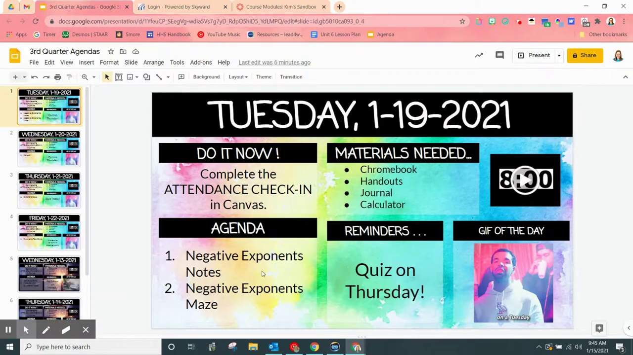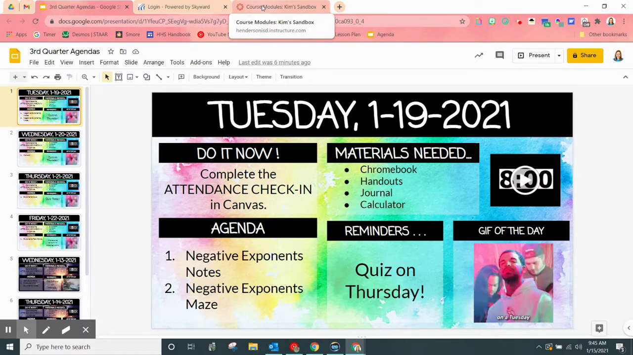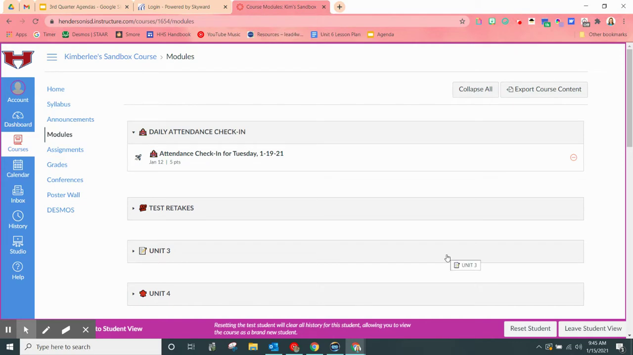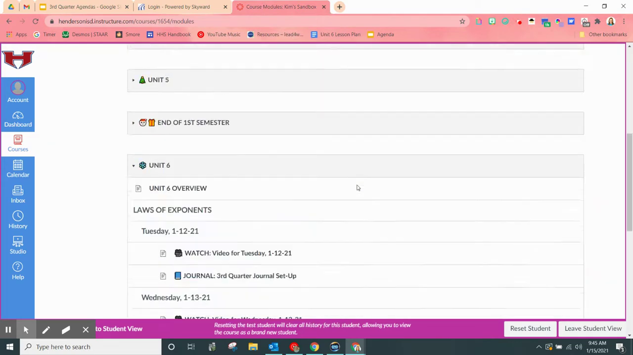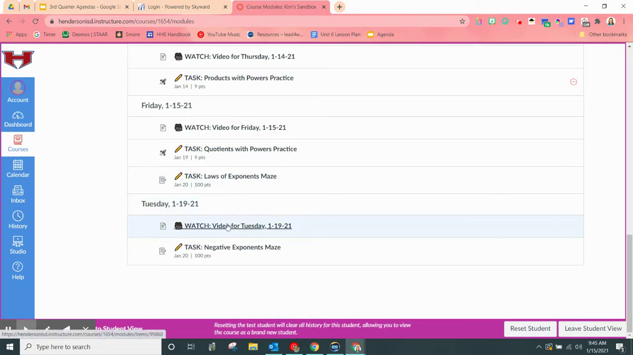A reminder, we do have a quiz on Thursday. So we'll be taking a quiz on Thursday over exponents and what we have learned so far. Don't forget to do your attendance check-in today. And then on the modules page for today, you have one assignment. It's a maze, the same style maze as the one that we did on Friday that had a review of what we had learned up until that point. So this one just has negative exponents in this maze. So I think you'll find the maze goes pretty quickly.